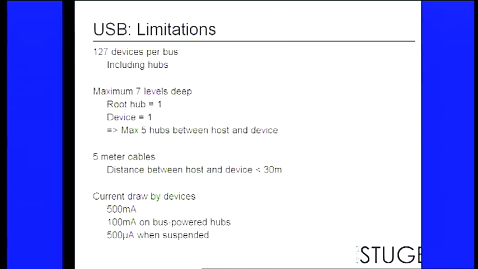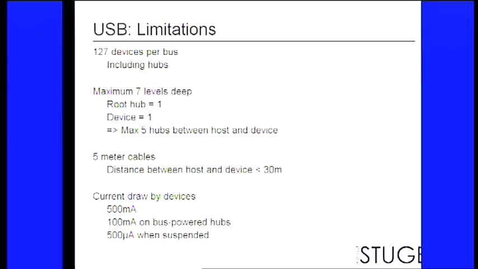Cables can be a maximum of 5 meters. This means that if you're using five meter cables, the maximum distance you get is under 30 meters. So USB is not really meant for deployment of a building-wide peripheral network, but rather for things that are pretty close to the PC or the host.